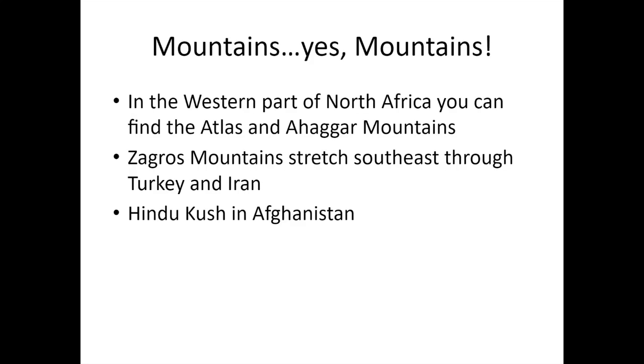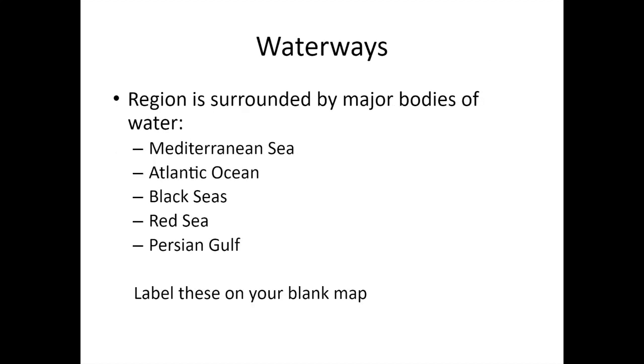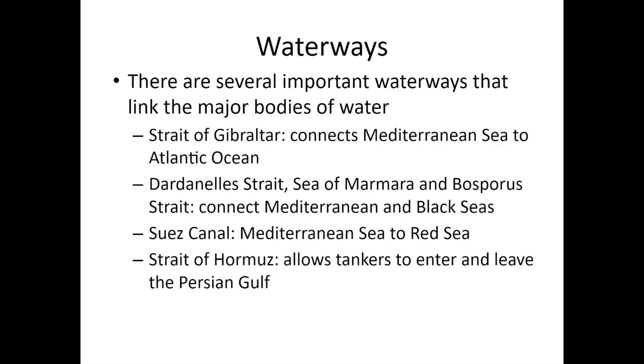Mountains. Yes, mountains. In the western part of North Africa, you can find the Atlas and Ahaggar Mountains. Zagros Mountains stretch southeast through Turkey and Iran. Hindu Kush is a mountain in Afghanistan. Waterways. The region is surrounded by major bodies of water: Mediterranean Sea, Atlantic Ocean, Black Sea, Red Sea, the Persian Gulf.